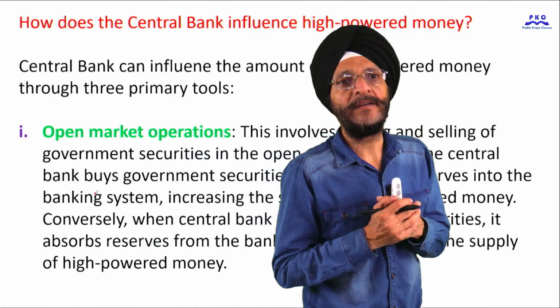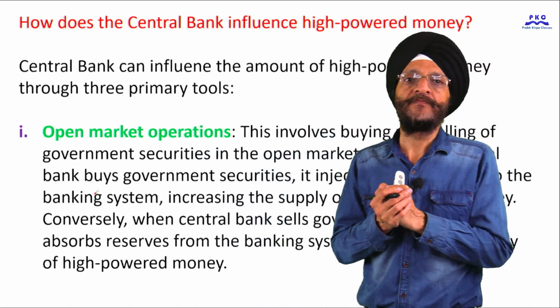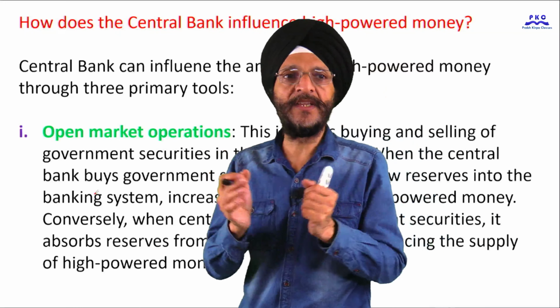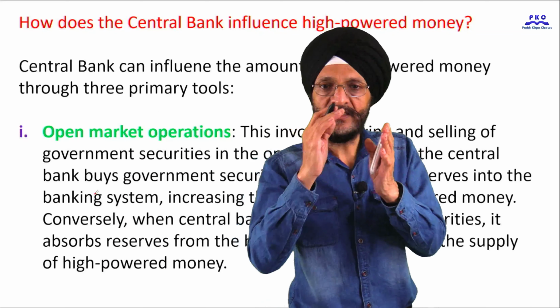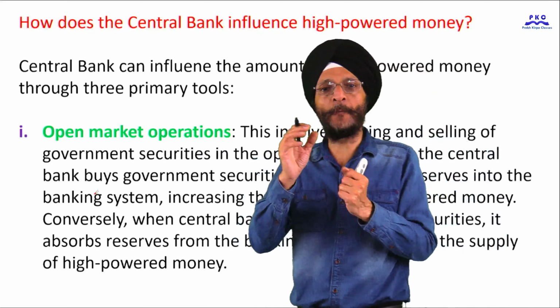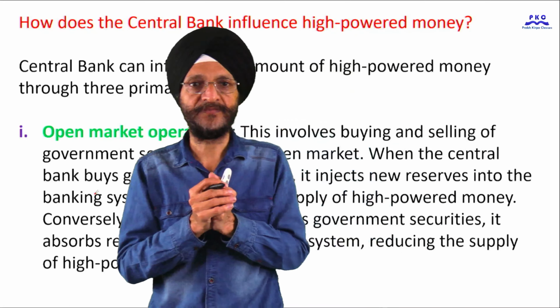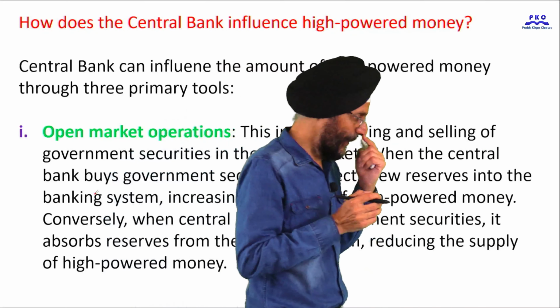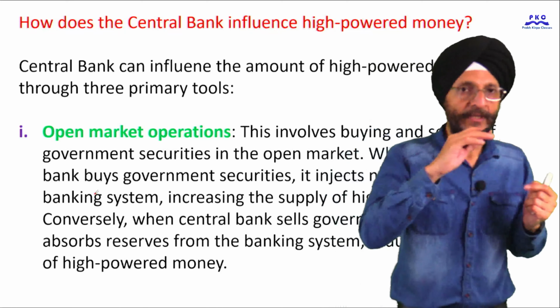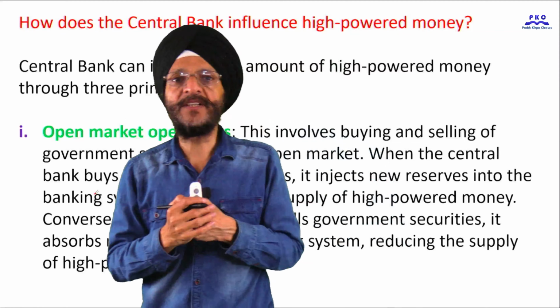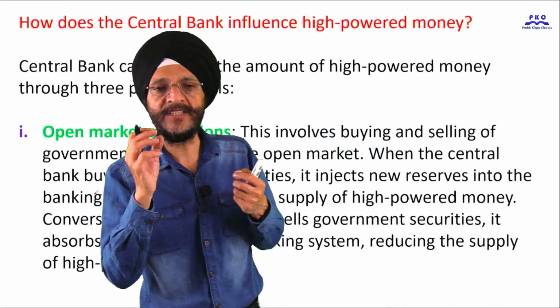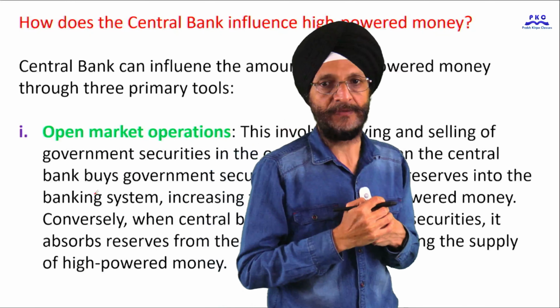So now the question is, how does the central bank influence high powered money? The central bank can influence the amount of high powered money through three primary tools. We will discuss the same one by one. First is open market operations. When the central bank does buying and selling of government securities in the open market, it is known as open market operations.